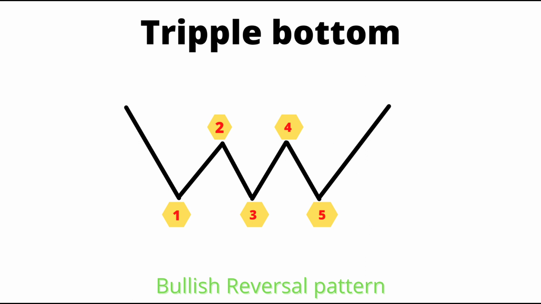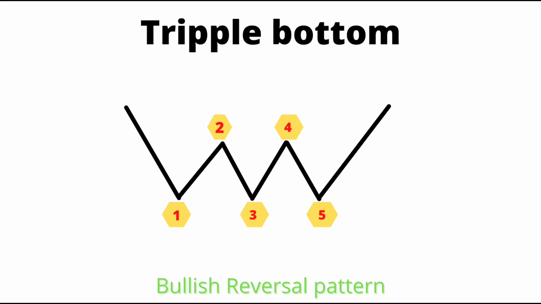In other words, lows 1, 3 and 5 form a nice support, which means the sellers are trying to create lower lows, but they are failing to do so. Meanwhile, buyers are gaining power to break out to the upside.